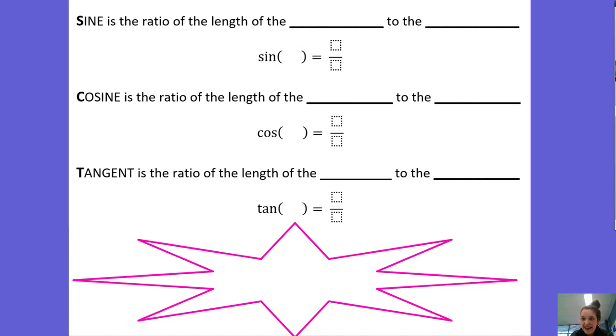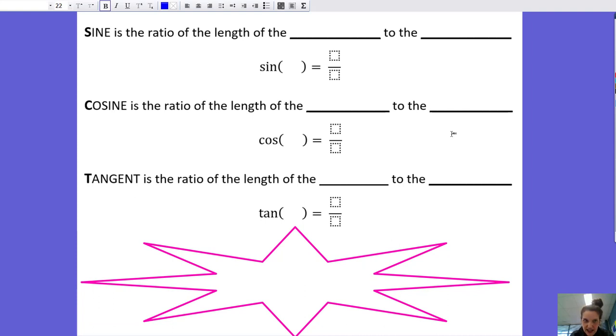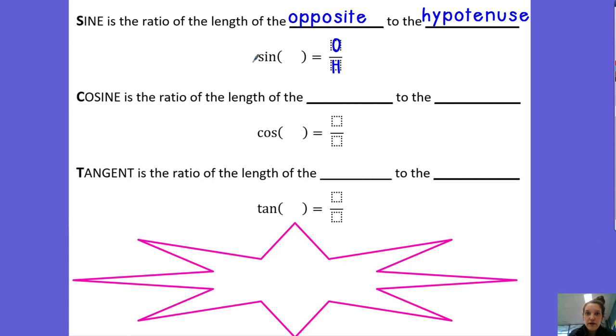So sine, which is a really weird word, sine is the ratio of the length of the opposite side to the hypotenuse. So you're going to put the opposite side in the numerator and the hypotenuse in the denominator. And so what you're doing is you're finding sine of theta. So you're finding sine of the angle.